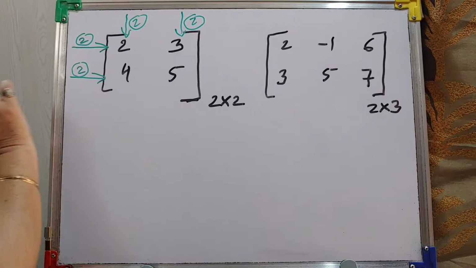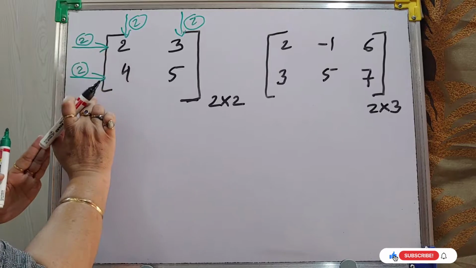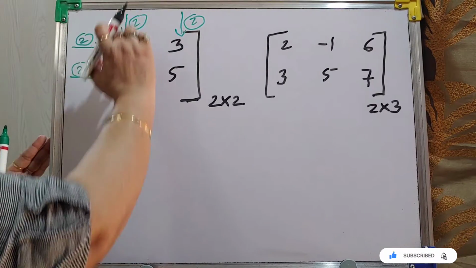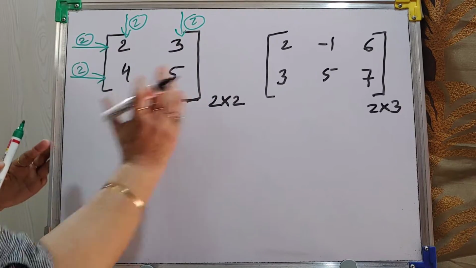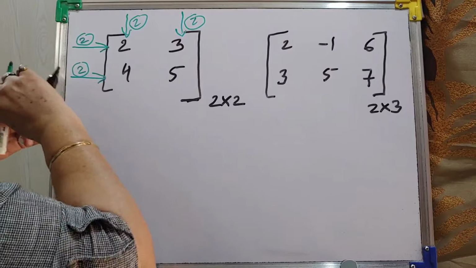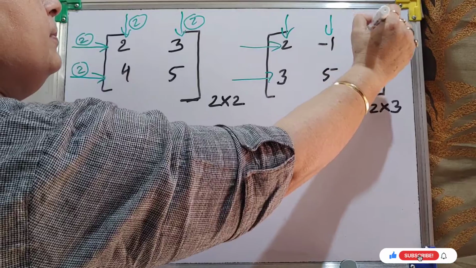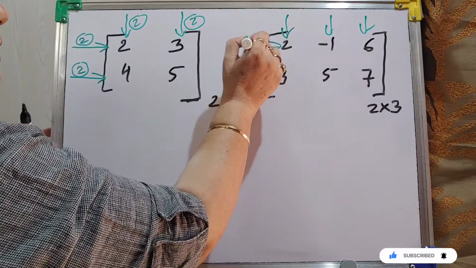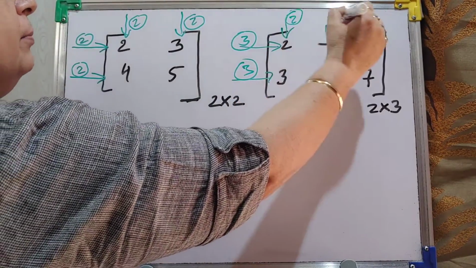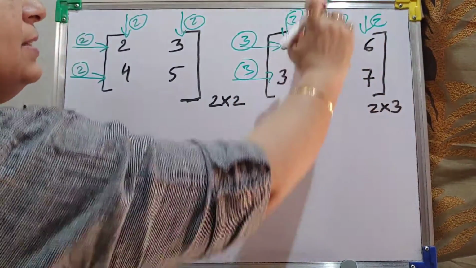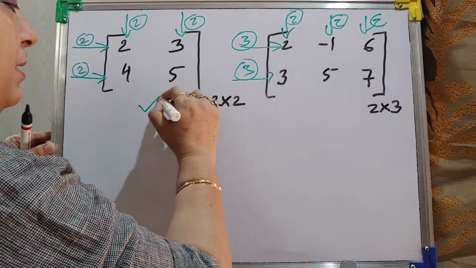So for a matrix, the number of elements in each row should be the same. Here 2 rows are there, and each row has 2 elements. Here 2 columns are there, and each column has 2 elements. So it is a matrix. Now just look at this. Here 2 rows are there and 3 columns. In each row 3 elements are there, and each column has 2. So the number of elements in each column is the same and the number of elements in each row is also the same. So it is a matrix.